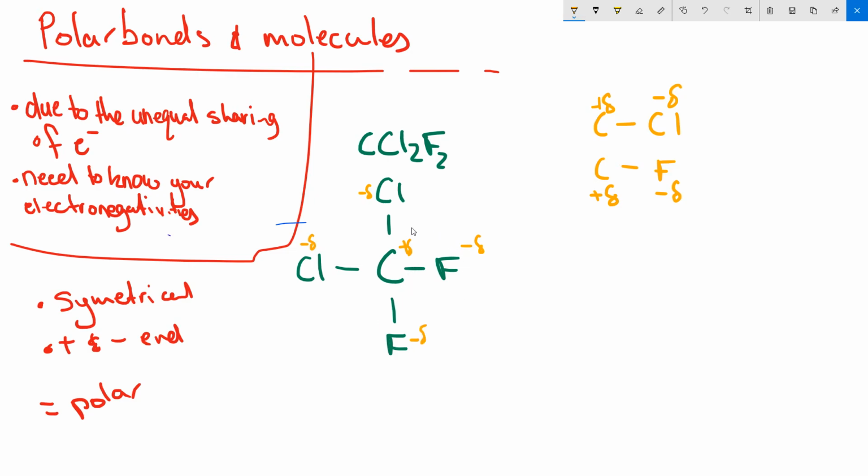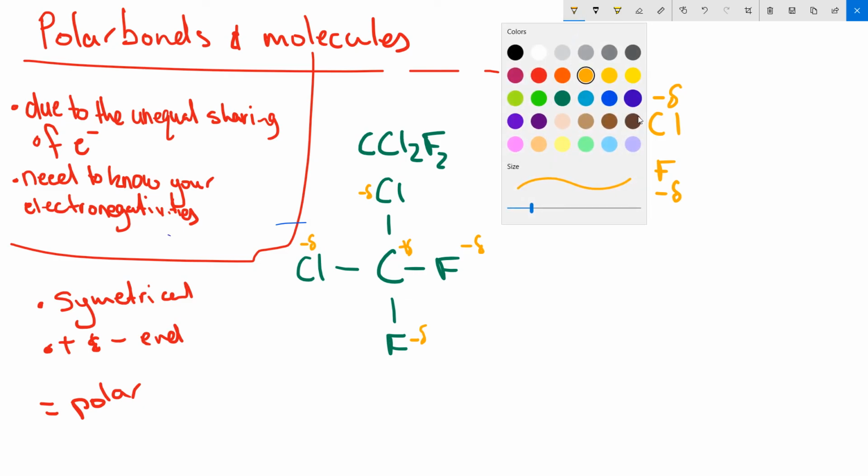However, this is a difficult one because even though we have negative ends, there is unequal sharing across the whole molecule. So in respect to fluorine, chlorine actually isn't as negative. So there's still a net dipole moment. It's still overall got an unequal distribution of charge, which is the definition of a polar molecule.